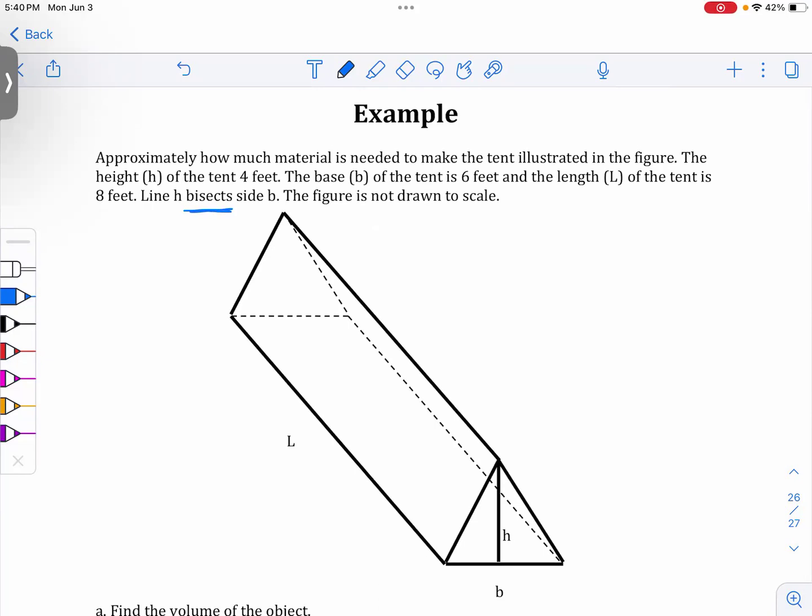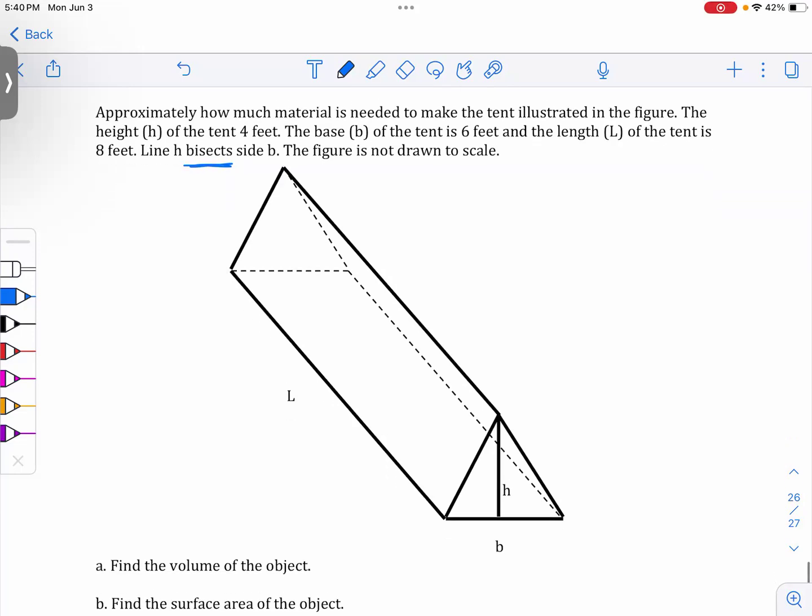Approximately how much material is needed to make a tent illustrated in the figure? The height H of the tent is 4 feet, the base B of the tent is 6 feet, and the length L of the tent is 8 feet. Line H bisects side B. The figure is not drawn to scale. So I want to find the volume and then find the surface area of the object.